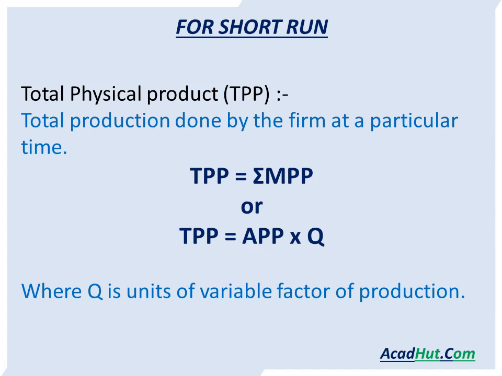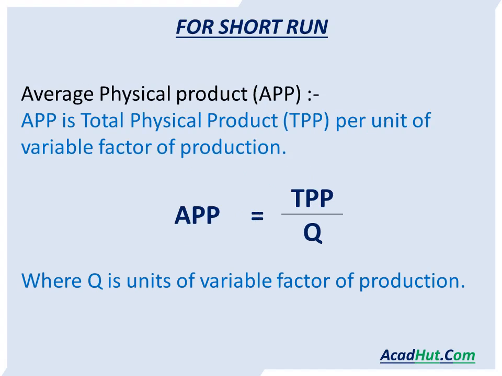Now for short run we have again some terms like total physical product, TPP, total production done by the firm at a particular time. So TPP can also be written as sigma of MPP, or TPP can also be written as APP into Q, where Q is units of variable factor of production. So this is how you define TPP.